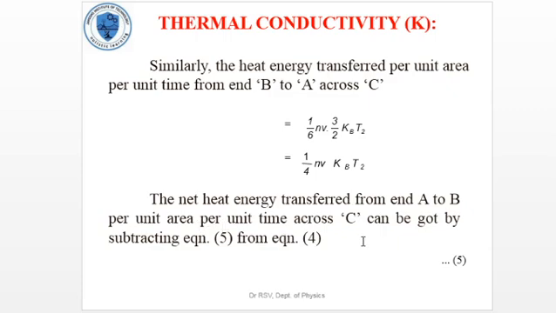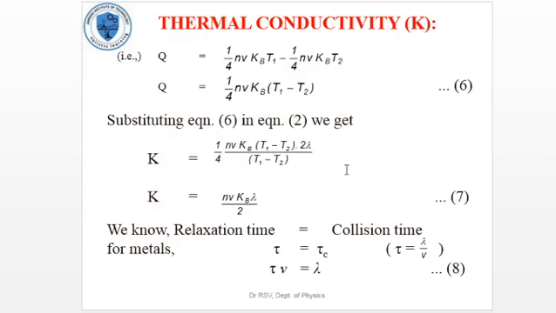The net heat energy transferred from end A to B per unit area per unit time across C can be got by subtracting equation 5 from 4. Q is equivalent to 1 by 4 into NV into kb into T1 minus 1 by 4 NV into kb into T2. Q is equivalent to 1 by 4 NV into kb into T1 minus T2. Substituting equation 6 in equation 2, we get K is equivalent to 1 by 4 into NV into kb into T1 minus T2 into 2 lambda divided by T1 minus T2. K is equivalent to NV into kb into lambda divided by 2.